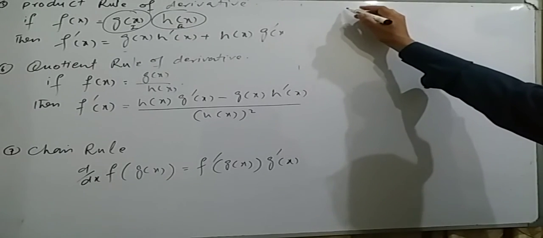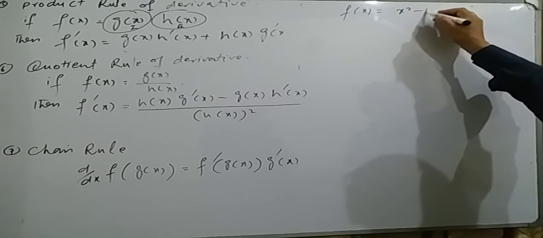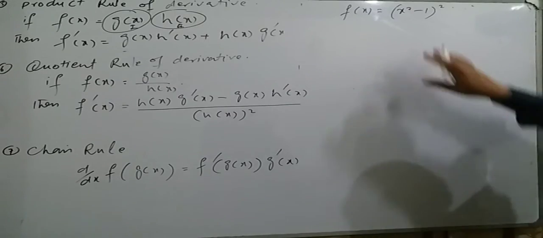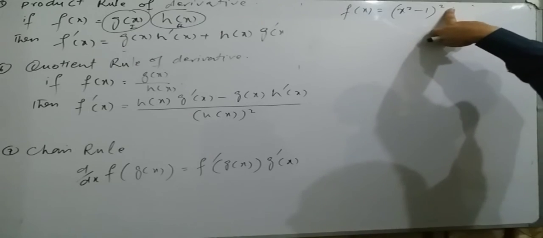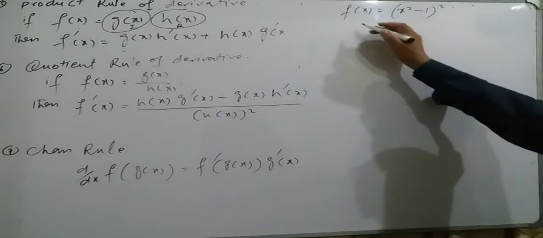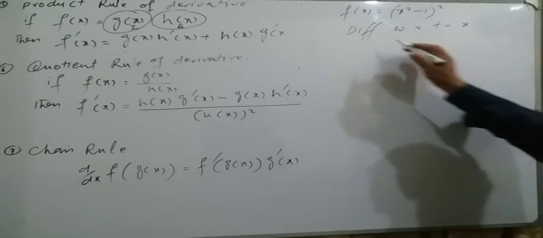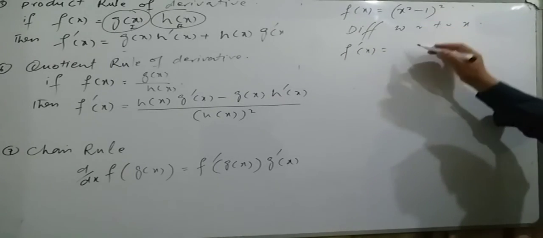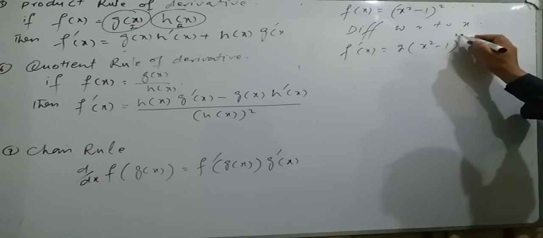Like this, suppose f of x equals x square minus 1 whole square. Now, first we will differentiate this function with respect to the power, and then we will differentiate the inner function. So how? Look, differentiate with respect to x. So f dash of x will become, if we apply the power, 2 into x square minus 1 whole power 2 minus 1.